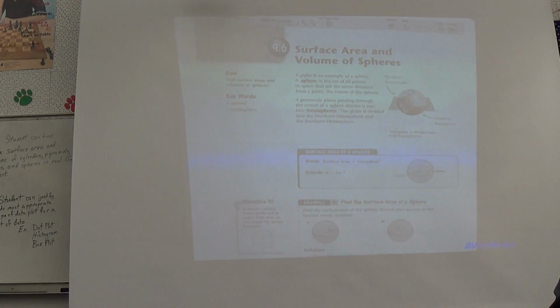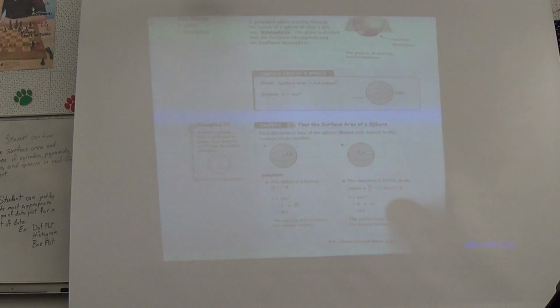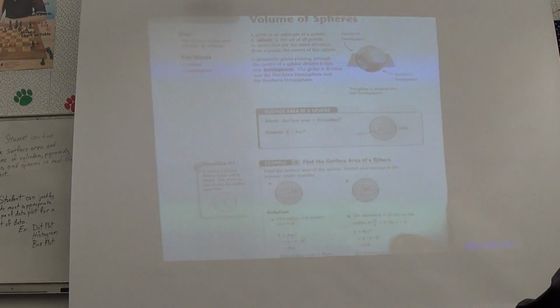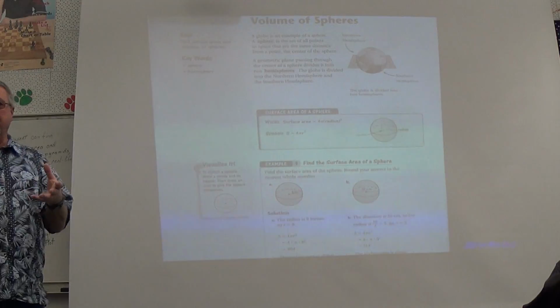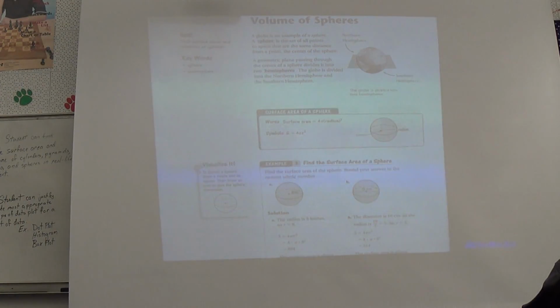Now, there are two formulas. One is surface area and one is volume for a sphere. First of all, what is a sphere? Not just a circle. A three-dimensional circle. It's like a ball, right? Like the shape of the world. It's a three-dimensional figure. So it's still solid, but it is a ball. Okay?